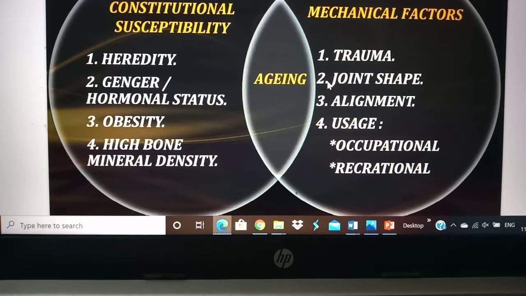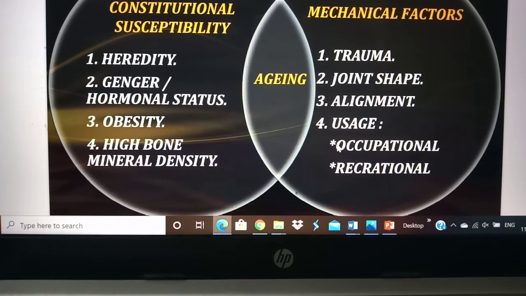And then abnormal joint shape, abnormal alignment. It can be after a fracture or any other reason. And excessive usage due to occupational cause or recreational cause. Those who play cricket and football, that's also part of their occupation. It's not recreation, so that is an occupational cause.